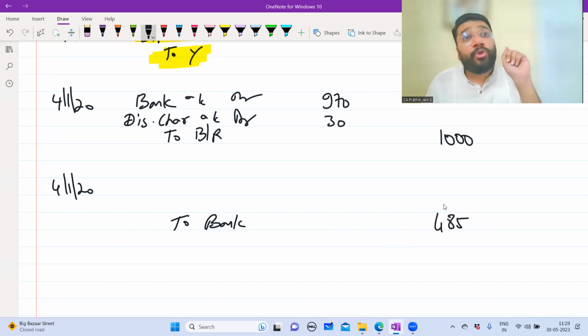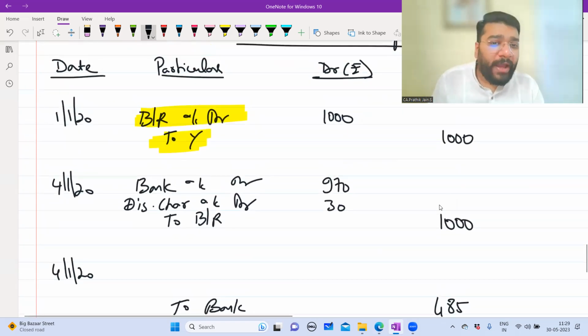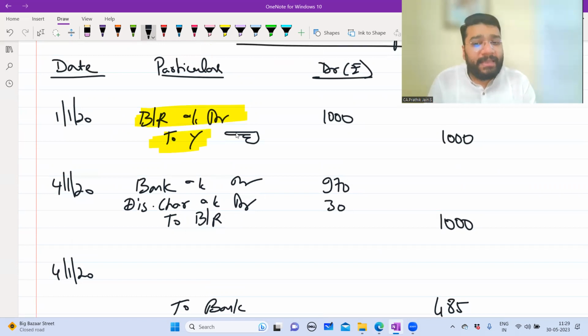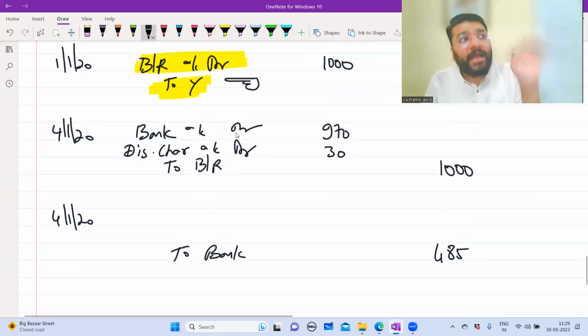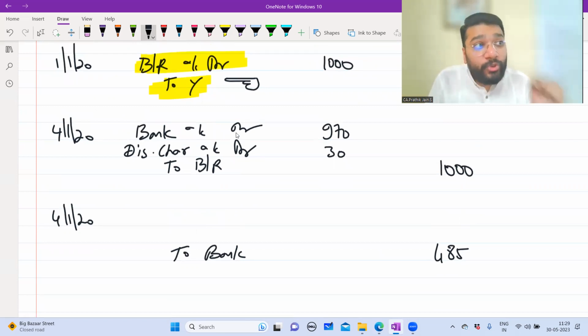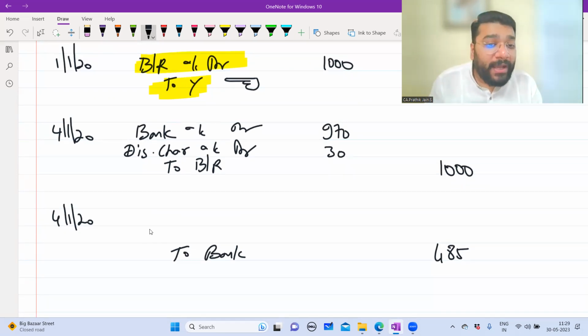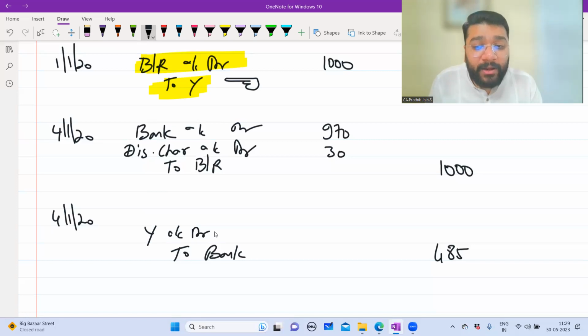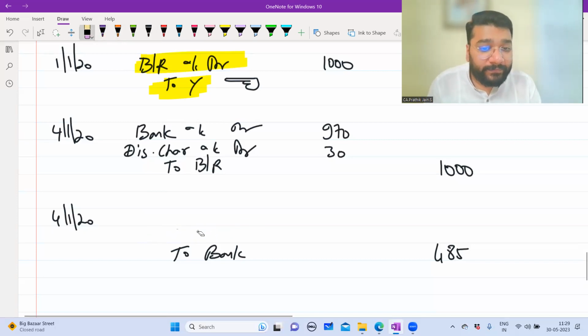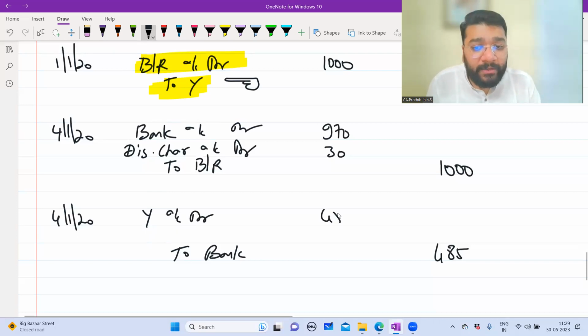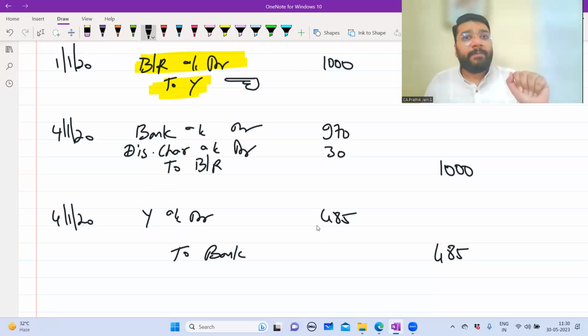Guys, this money is going to whom? It is going to Y. Don't you think that I have to pay 1000 rupees to Y? In that, 485 rupees is paid already now. To that extent, should I close my liability or not? So Y account debit 485. But tell me, are we settling Y's account only to the extent of 485?